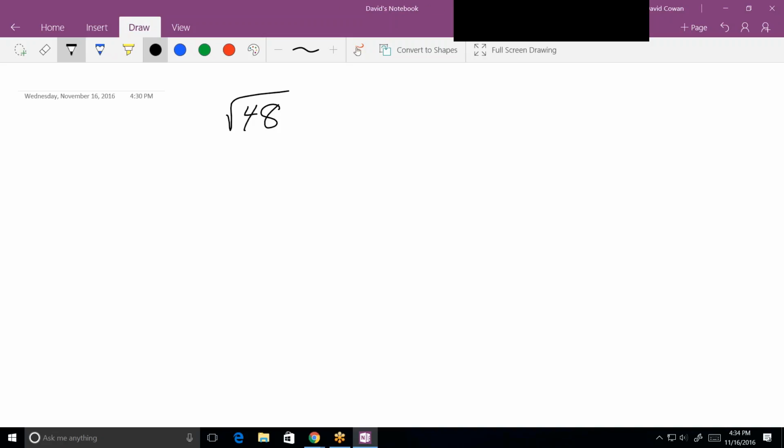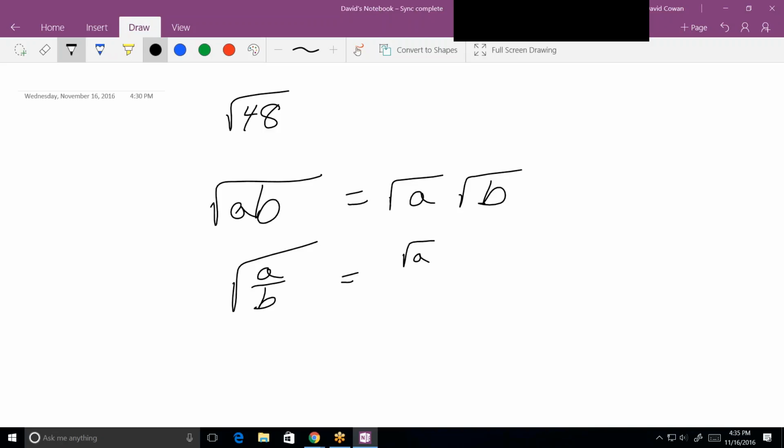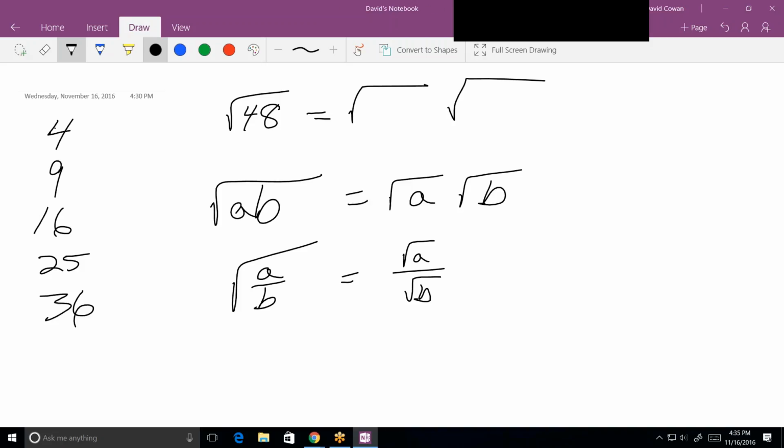All right. The thing to know about radicals is if I have the square root of the product of two numbers, I can always separate it out into that. Same thing if I'm dividing A over B. That's going to be the square root of A over the square root of B. So the secret to simplifying this is to find factors of 48, one of which is a perfect square number. What are your perfect square numbers? 4, 9, 16, 25, 36, 49, and so forth. So I'm looking for a factor of 48 that's one of these numbers. If it's not one of these numbers, it doesn't do me any good to factor it.